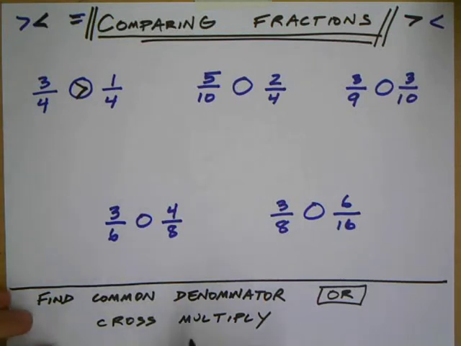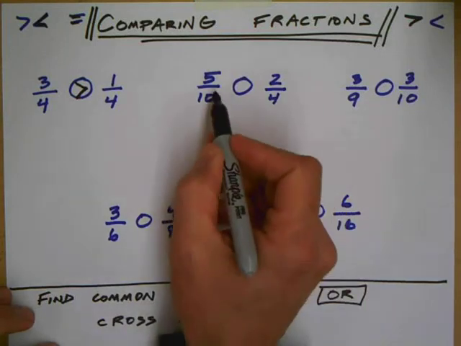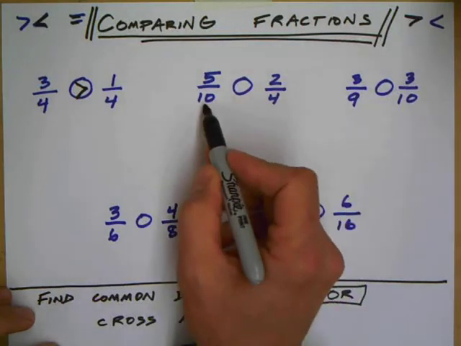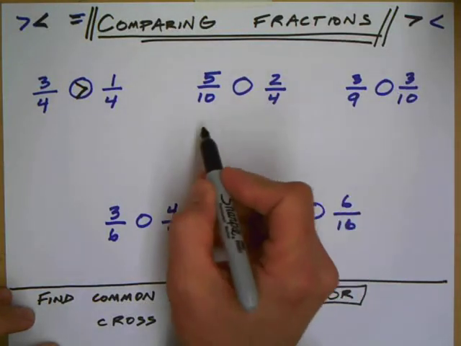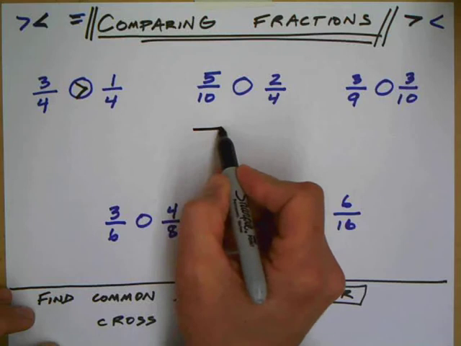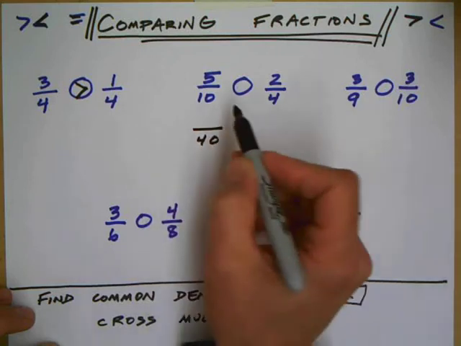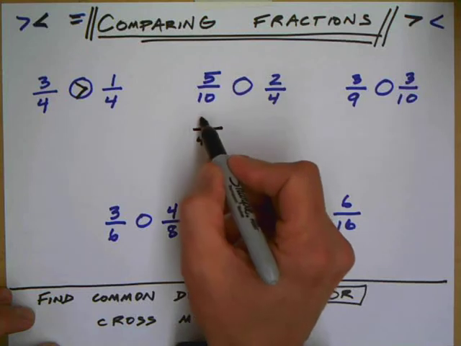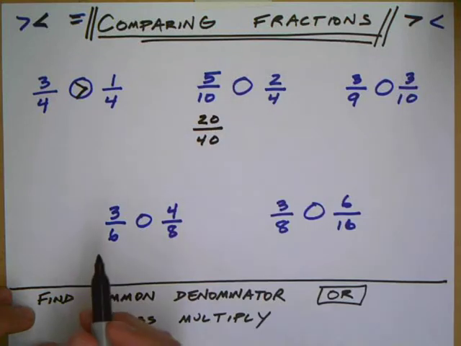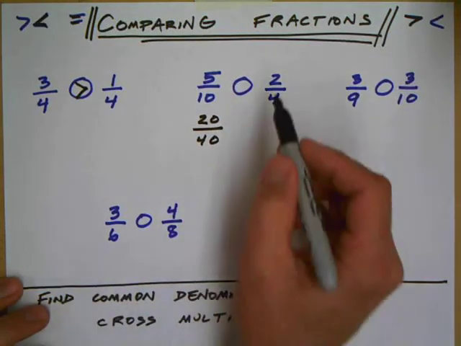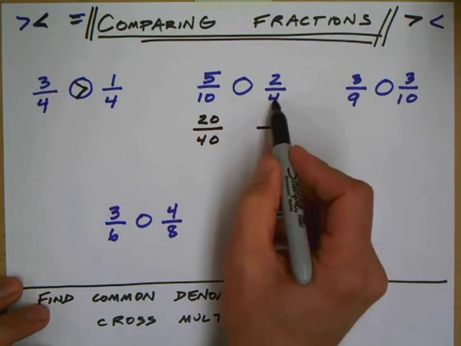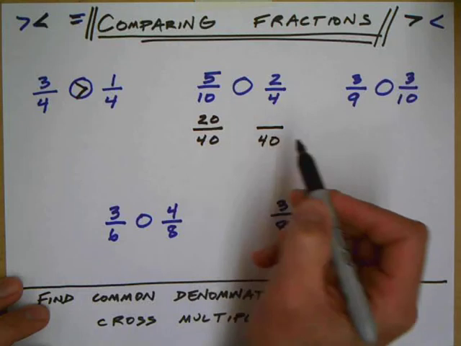What I'm going to do is I'm going to try to create a common denominator. Find an equal fraction for both of these that has the same denominator. A very simple way to do this is just to multiply the denominators. If I multiply 10 times 4, I'll get 40. And since I multiply the bottom or the denominator by 4, if I multiply the top by 4, I'll get 20/40. Now to make this the common denominator also, I need to multiply 4 by 10 to get 40.